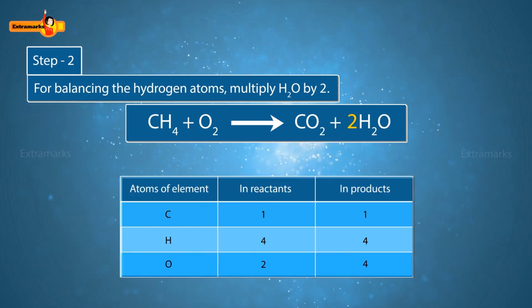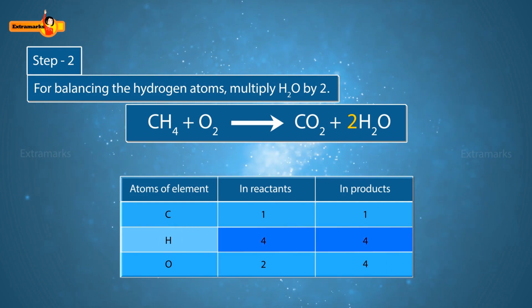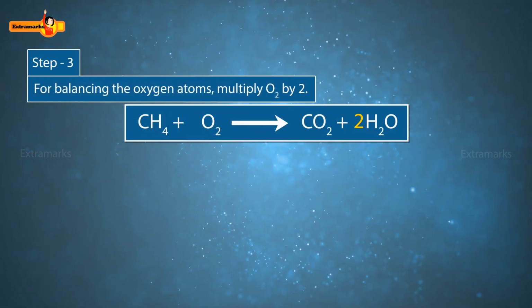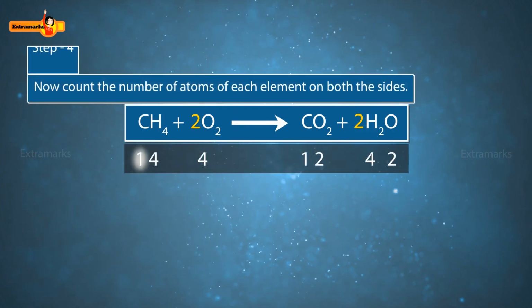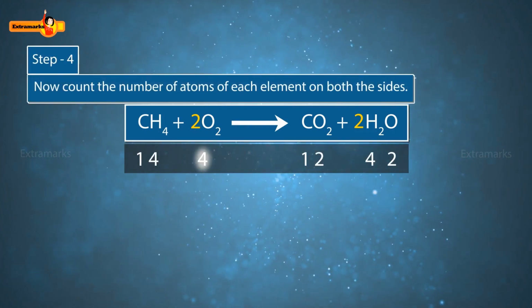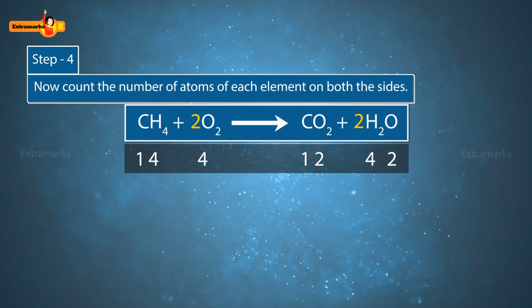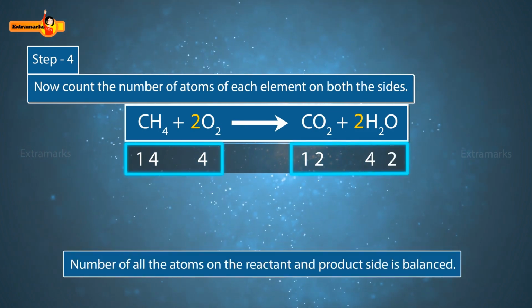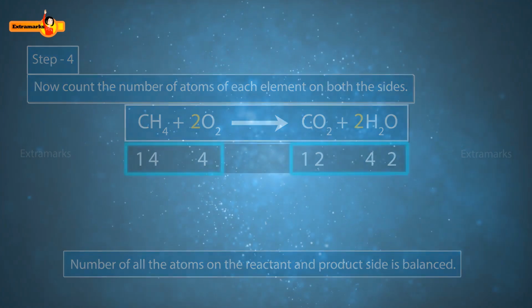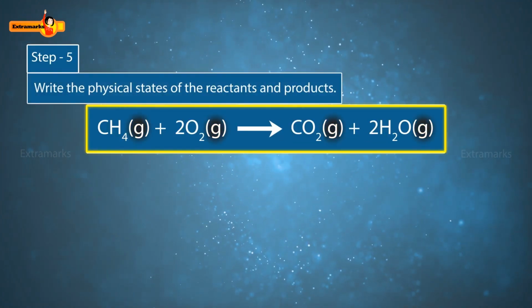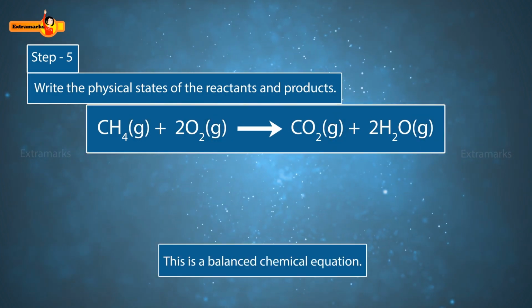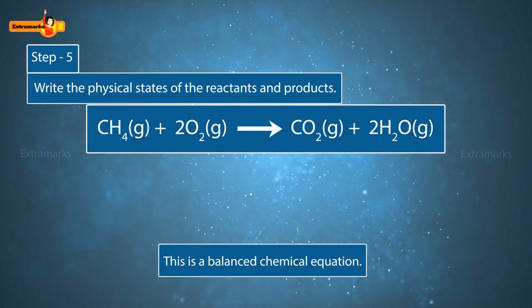Count the hydrogen atoms on both sides again. For balancing oxygen atoms, multiply O2 by 2. Now count the number of atoms of each element on both the sides. This time, all the atoms on the reactant and the product side are balanced. Now, write the physical states of the reactants and products along with their chemical formulae. This is a balanced chemical equation.